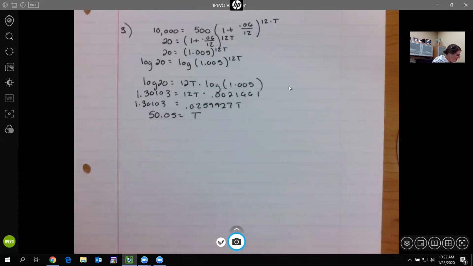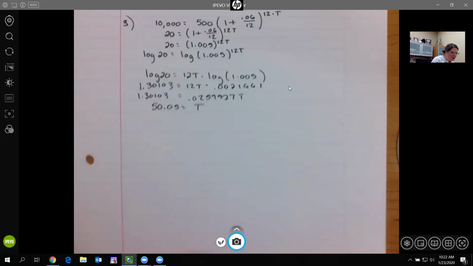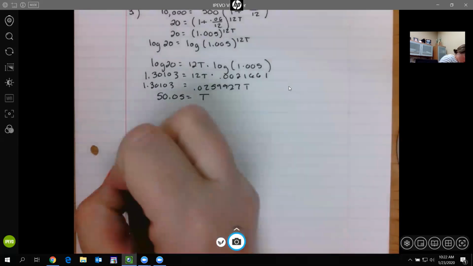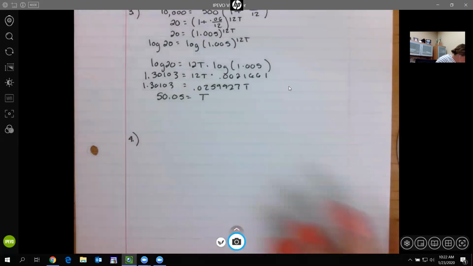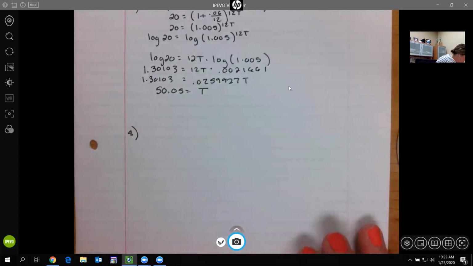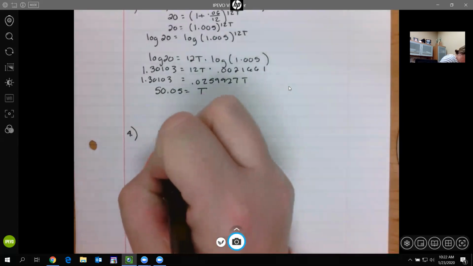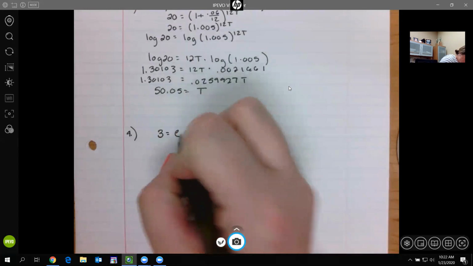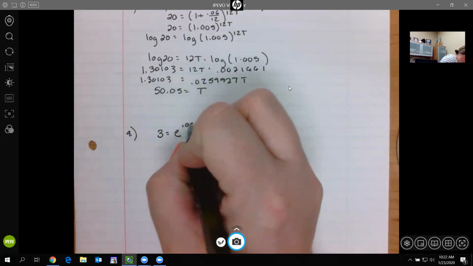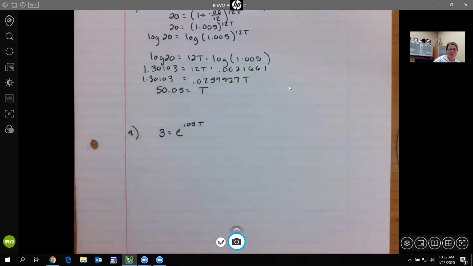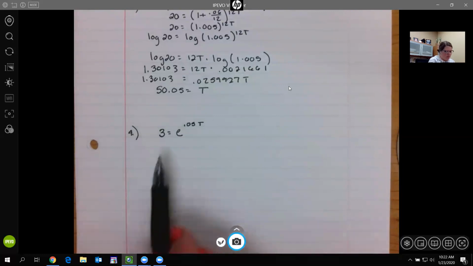So we used a log. Okay, so same kind of idea. Let's do one that requires you to use a natural log. What if I have something like I'm tripling my money and it equals e to the power of 0.05 times t, something like that. So this is realistic. You're tripling your money. I didn't start with any money.